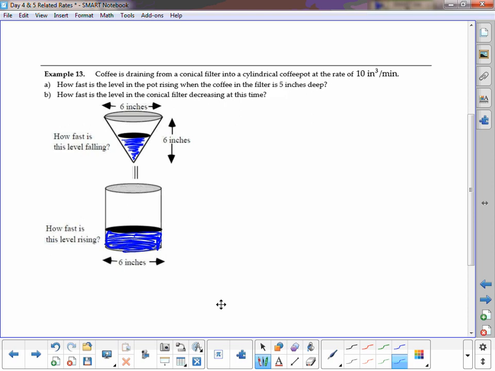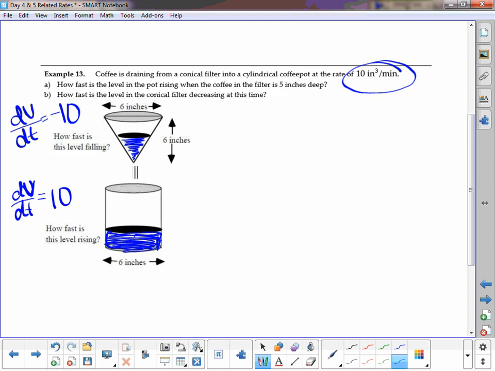Okay, so it tells us that coffee is draining from our cone into our coffee pot at the rate of 10 inches cubed per minute. What is this 10 representing? What rate is it talking about? Volume. So we've got inches cubed, so that means volume. So for my cone here, is dV/dt going to be positive or negative? Negative. We're losing that volume. But it's coming into here at that same rate, so my dV/dt down here, is that going to be positive? Yeah, it's that positive 10, so it's the same rate leaving as it is.